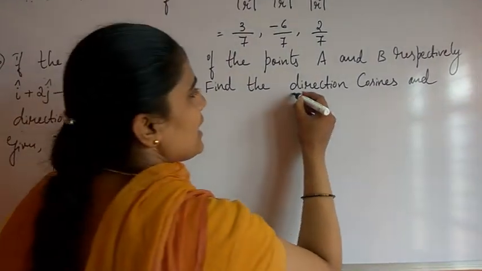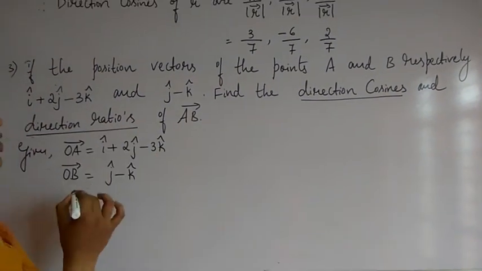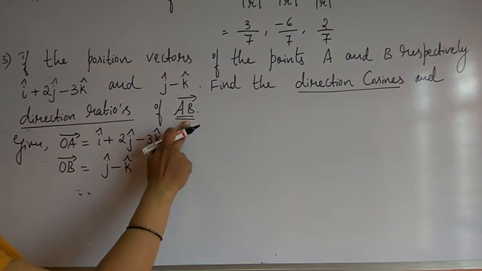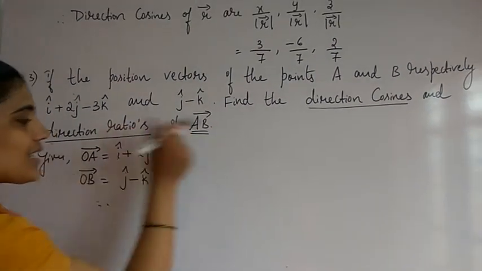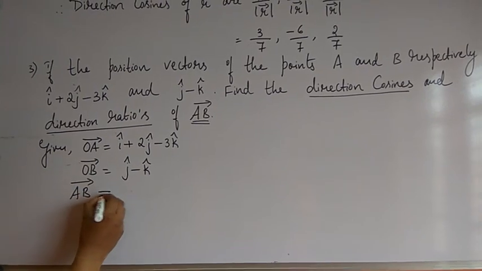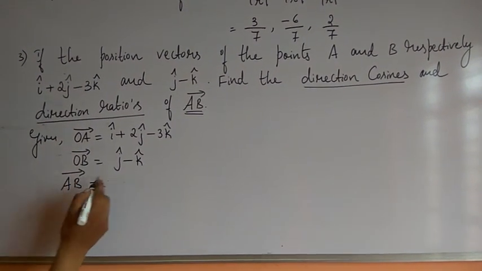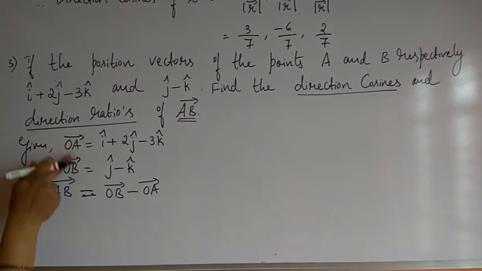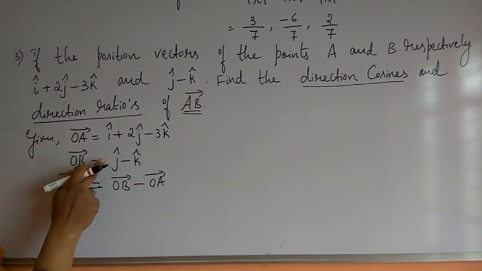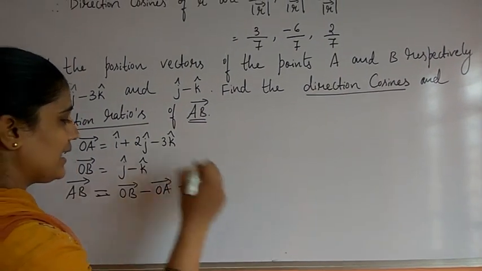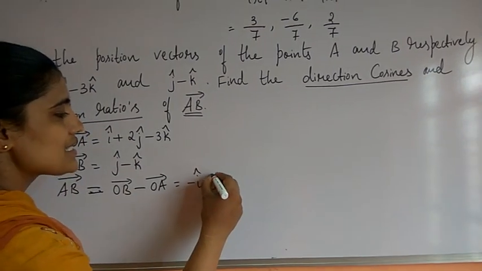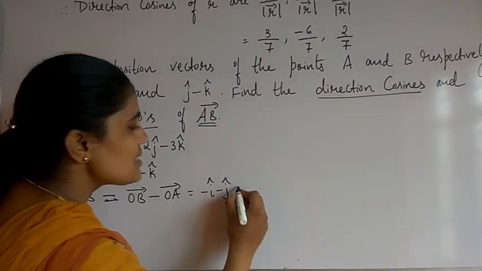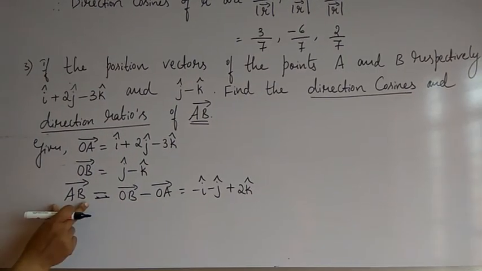Okay, find the direction cosines and direction ratios of which vector? Of vector AB. So now we have to find the direction cosines and direction ratios of vector AB. Okay, first let us find vector AB. So vector AB can be written as, first we have to consider the terminal point, so vector OB minus vector OA. So we have to subtract OB with OA. Okay, so here there is no I cap. So 0 I cap minus I cap is minus I cap, j cap minus 2 j cap is minus j cap, minus k cap, so we are subtracting means minus becomes plus, so minus k cap plus 3 k cap is plus 2 k cap. Okay, so this is vector AB.